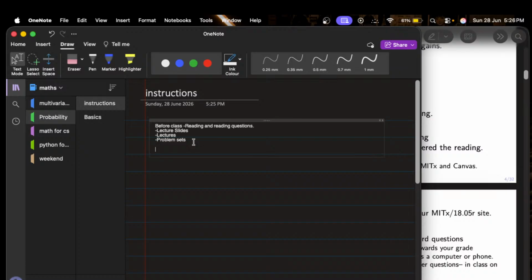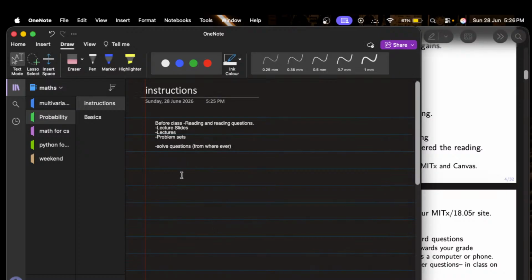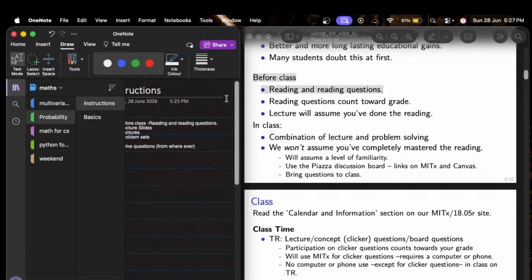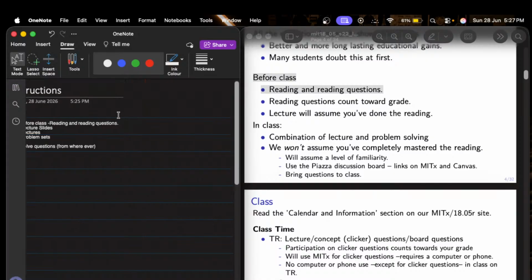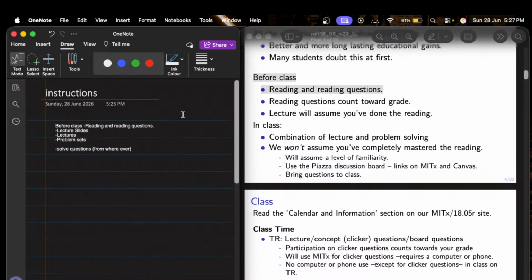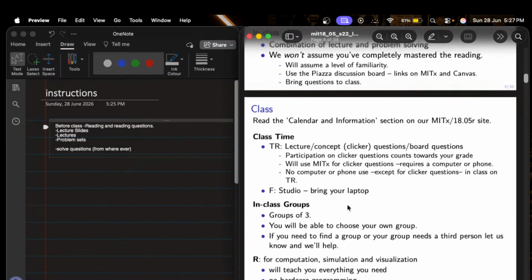And after everything, solve questions from wherever. Okay, so this is the methodology that I will follow. It looks okayish. I can just move ahead.